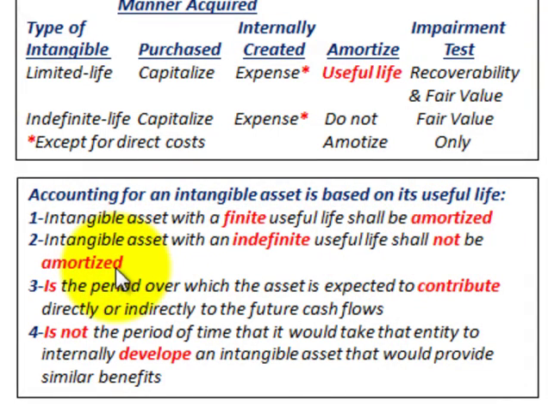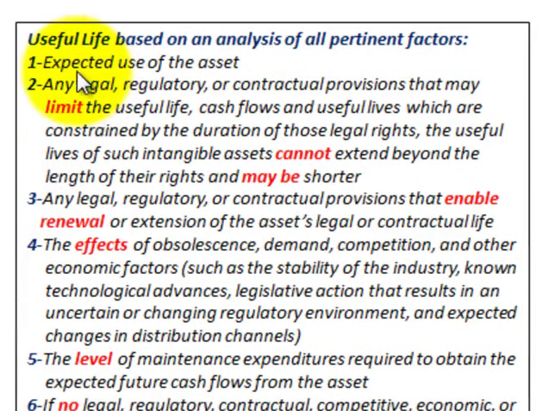Those we don't amortize. Point 3 is the period over which the asset is expected to contribute directly or indirectly to future cash flows, and that would be its useful life. It is not the period of time it would take an entity to internally develop an intangible asset that would provide similar benefits. It really isn't your development time on the asset. It's the time once you have it developed, from then on, that would be defined as its useful life.